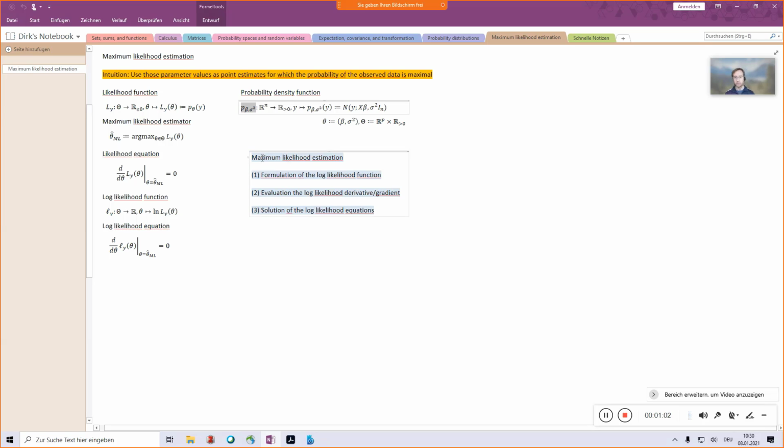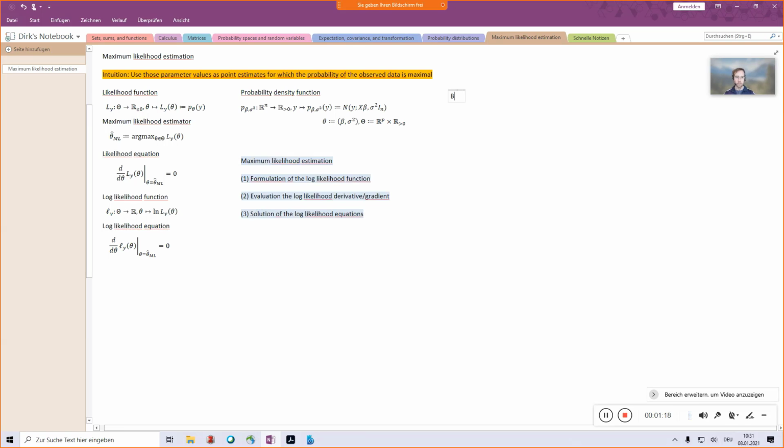Yeah, and essentially it's about applying this procedure here: formulation of the log likelihood function, evaluation of the log likelihood function derivative or gradient, and then solution of the log likelihood functions. So let's maybe put that here: beta parameter, maximum likelihood estimation.